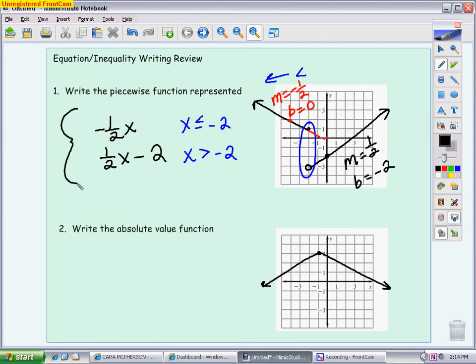And you really want to work kind of in that direction. Figure out that changing x value. Figure out which one gets the or equal to. You know it has to go somewhere. It just can't go both. And then look at each ray as an individual piece and determine the slope and the y-intercept.